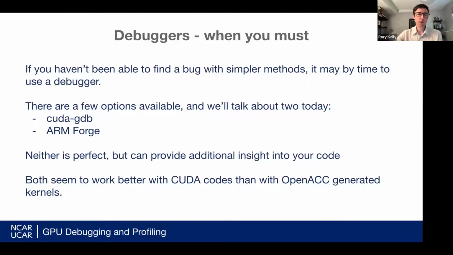And both of them seem to work a little bit better with CUDA than with OpenACC. I think that's just the nature of OpenACC being basically directives that are transforming your code. OpenACC will end up generating some CUDA kernels, but those aren't CUDA kernels that you wrote that exist in your code. So things get transformed, and it can be unclear what the correspondence is between the state inside of the generated kernel and how it relates back to the OpenACC code you started with.